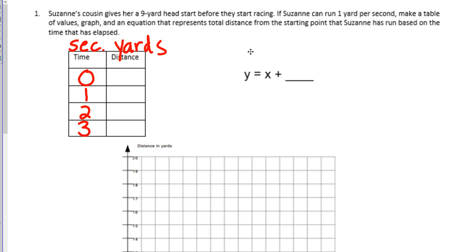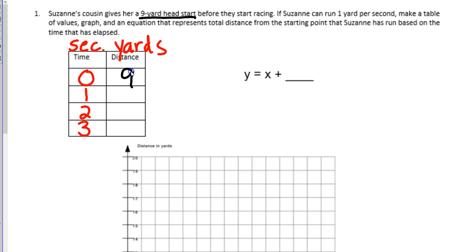Okay, now that we've had a chance to work on the problem, after 0 seconds, where would Suzanne be? What distance would Suzanne be at after 0 seconds? Farah? She'd be at 9 yards because, again, it tells us here that she has a 9-yard head start.